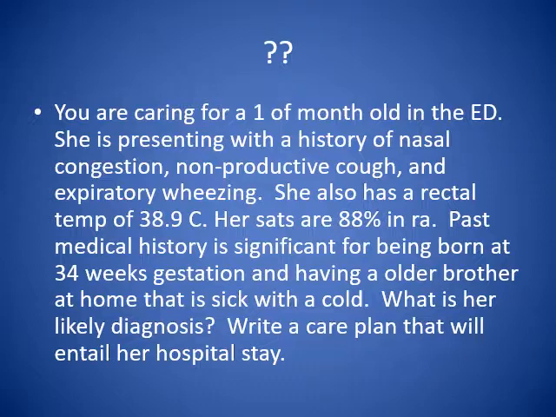So teaching plans would include avoidance of sick contacts. You want to teach the parents signs and symptoms of worsening distress, such as increasing nasal flaring, color changes, not being able to tolerate bottles, and not peeing enough at home, at least not having a wet diaper every 8 hours. Those are all points that you would hit on.